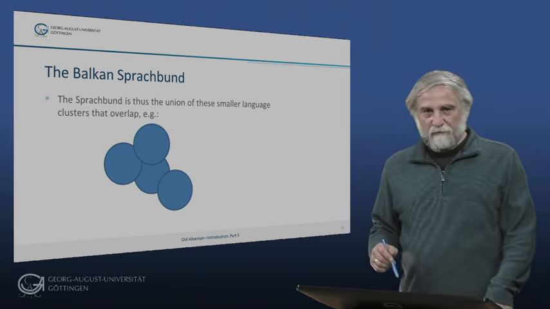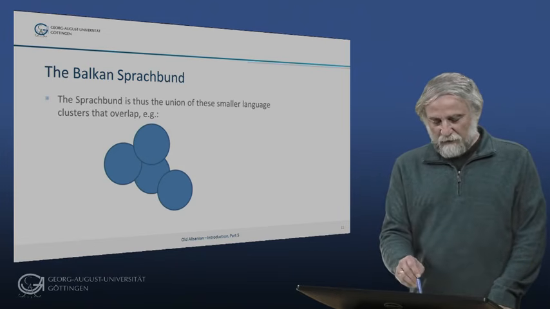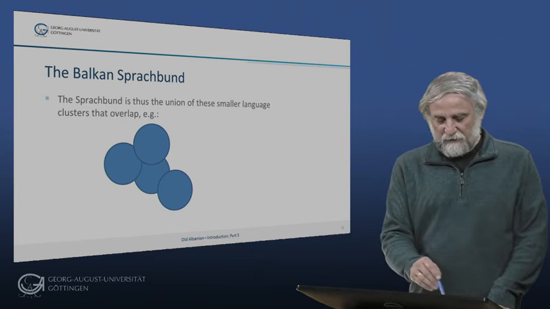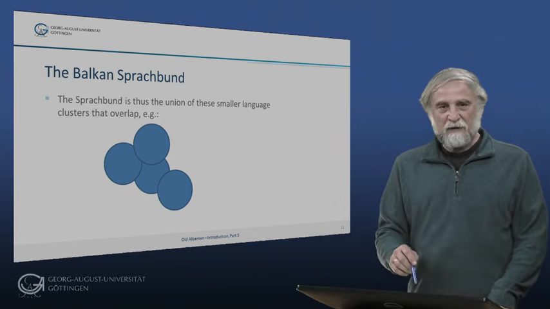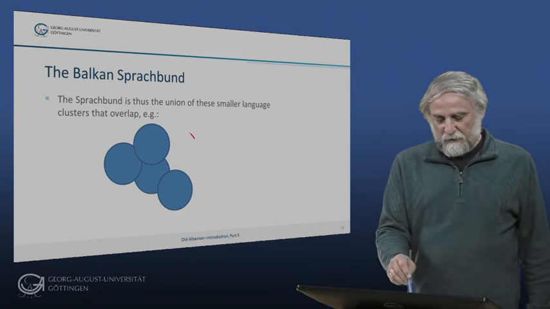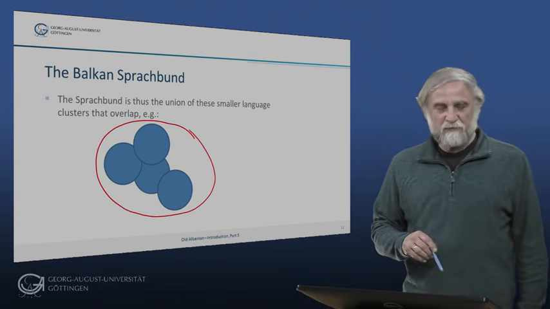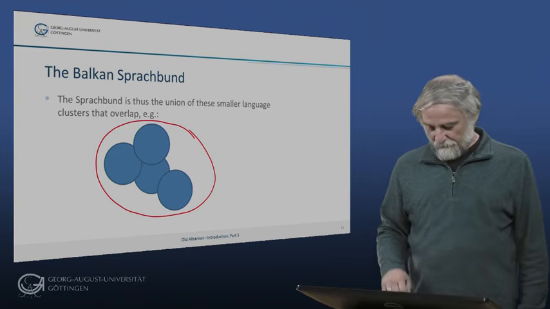The Sprachbund is therefore the union of these smaller clusters. Each of these circles here represents a smaller cluster, and the Sprachbund itself, these clusters overlapping, as you can see, the Sprachbund itself would be the union of all of these smaller language clusters.